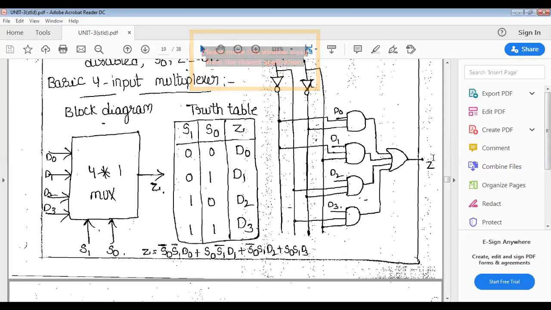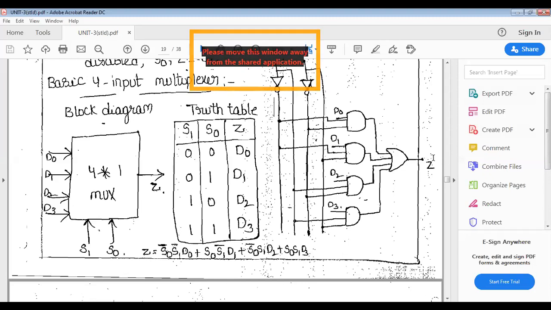Why is it not D3? We can also give D3. That is not wrong, but the design is different. When I select 0 0, it is D3; 0 1 is D2; 1 0 is D1; and 1 1 is D0. Like that, you can also design the circuit according to the Boolean function only. The logical diagram will change.